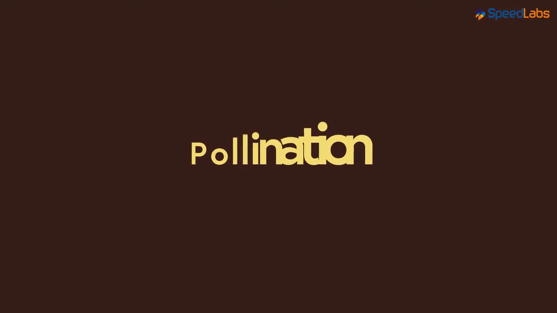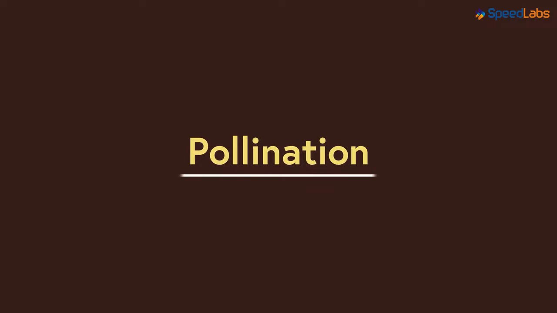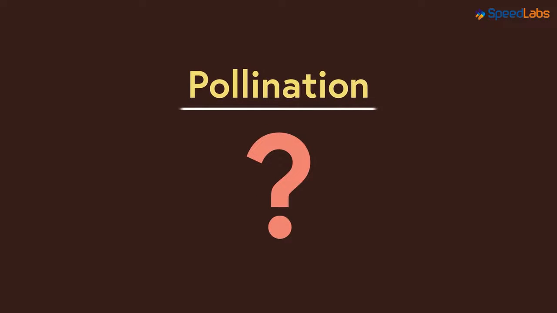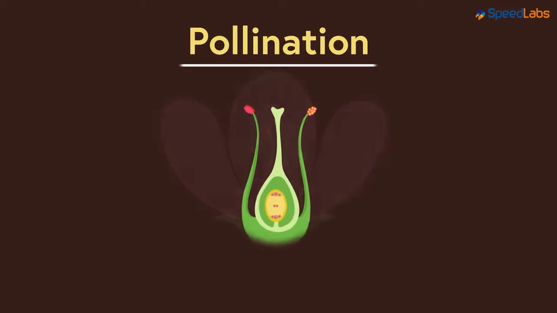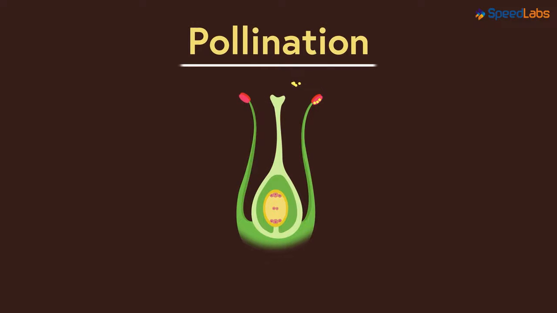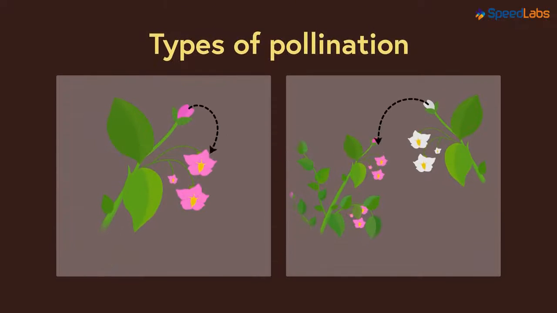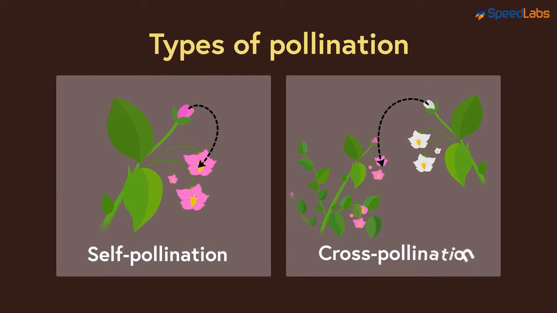In our previous video, we have taken a look at the process of pollination. Can you recall the process? This process occurs in flowering plants. The pollen grains are transferred from the anther to the stigma of the same or a different flower. We have also taken a look at the different types of pollination: self-pollination and cross-pollination.